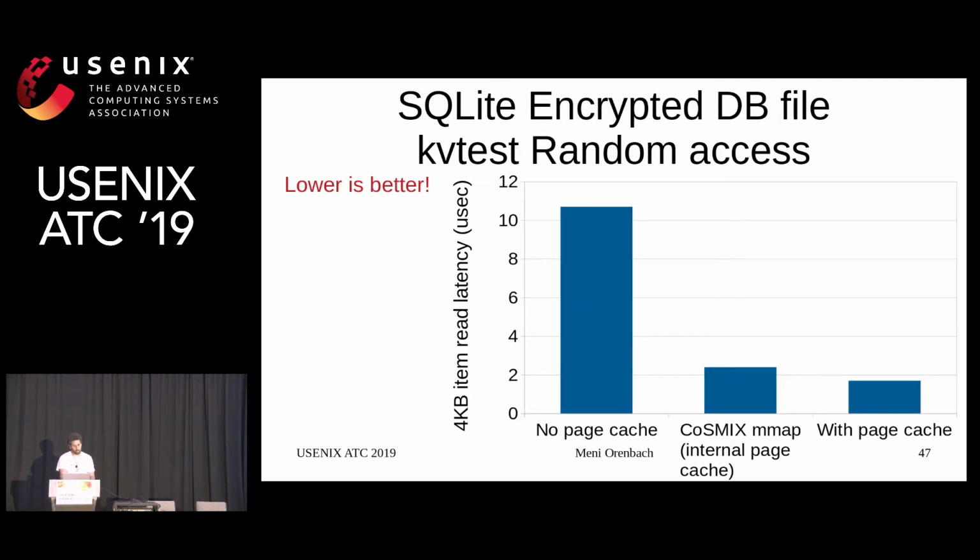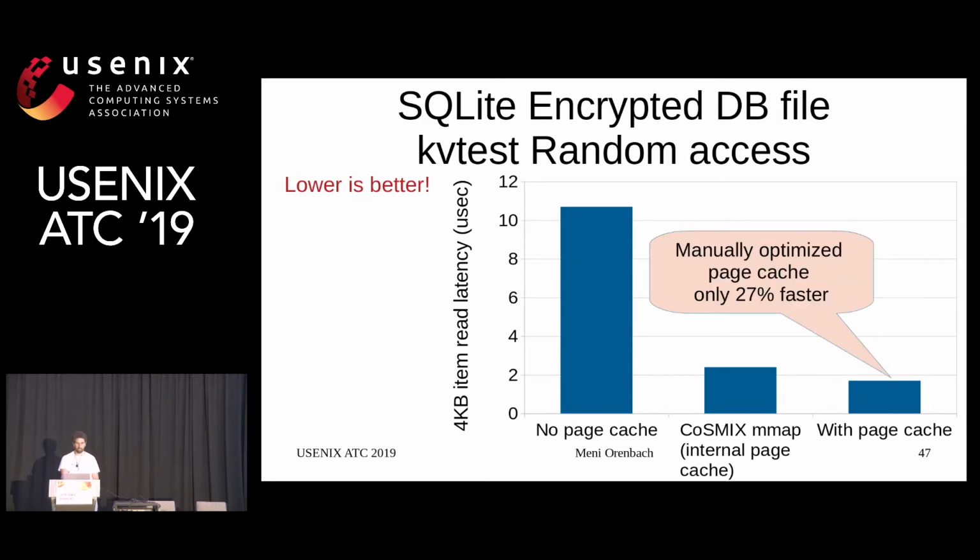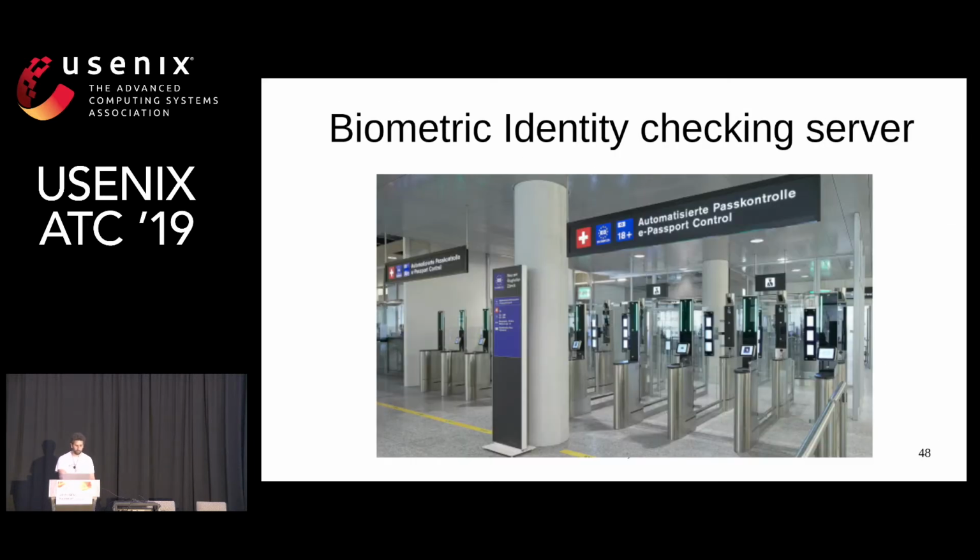We then configured SQLite with its own page cache, which is manually written, and since it's a production quality application, we believe it was highly optimized. And to our surprise, it was only 27% faster than the memory mapped file offered by CoSMIX, showing that the overheads CoSMIX introduced are not that large.